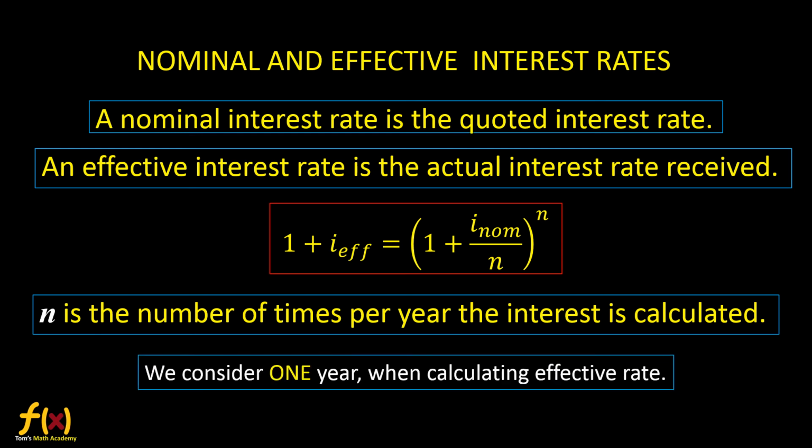And when we calculate effective interest rate or nominal interest, we consider only 1 year. Only 1 year. We don't consider 6 years or 10 years or 15 years. Okay? So we continue. Let us look at a few examples.